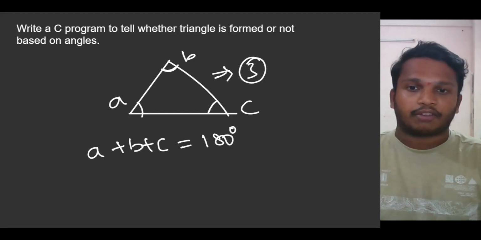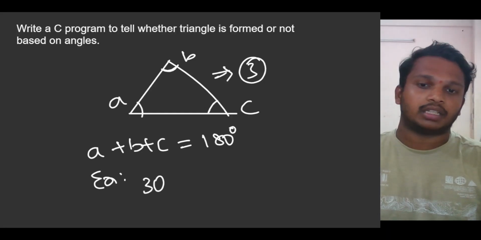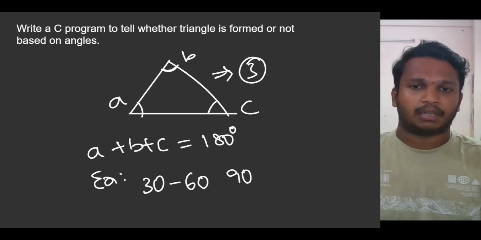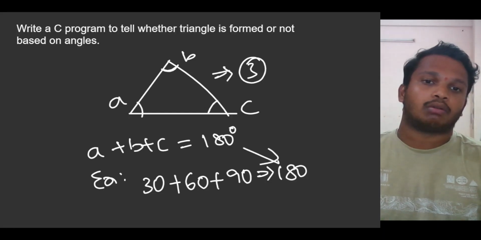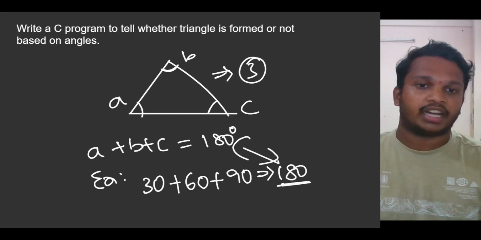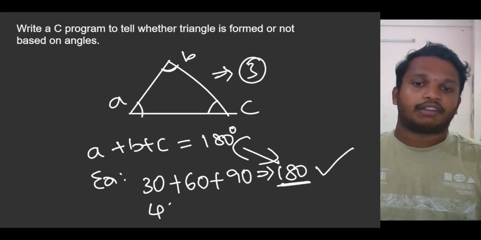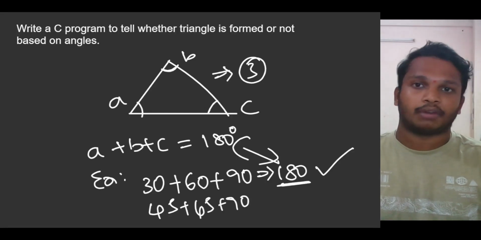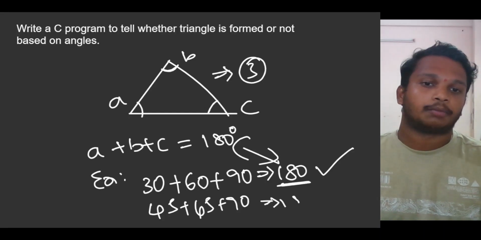Okay, for example, think we are given some angles like 30 degrees, 60 degrees, 90 degrees. Now, what is the sum? 30 plus 60 is 90. Again, 90 plus 90 is 180. So, both are equal, right? If the sum is equal to 180 degrees, then a triangle can be formed. For example, think 45 plus 45 plus 90. If the three angles are 45, 45, 90, the sum of the three angles is again 180. So, a triangle can be formed.